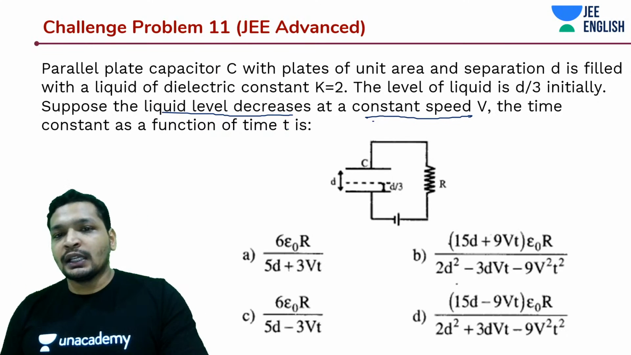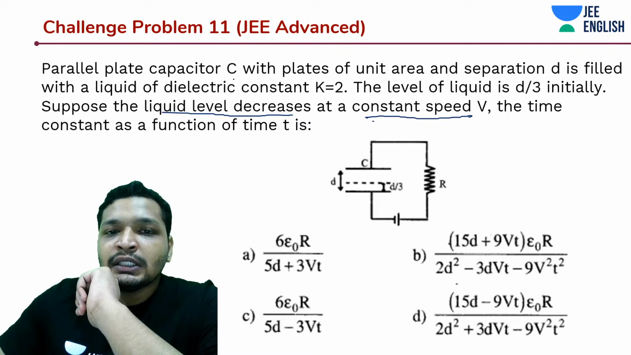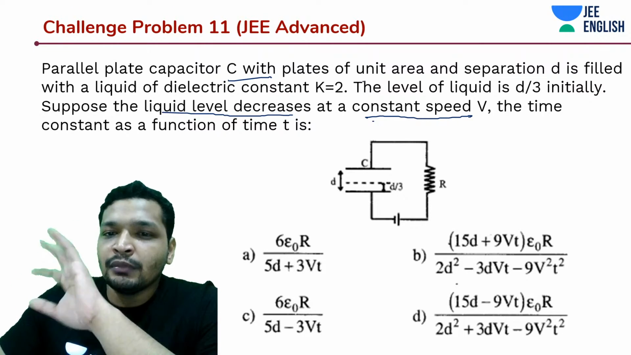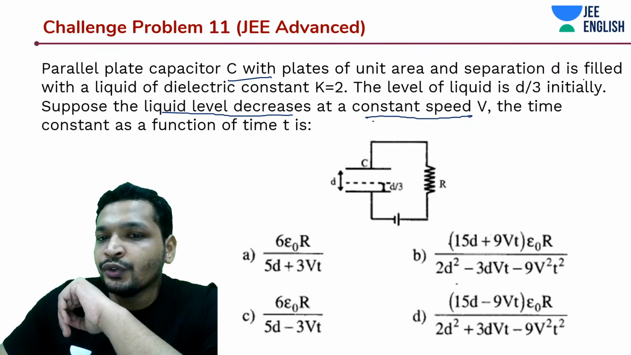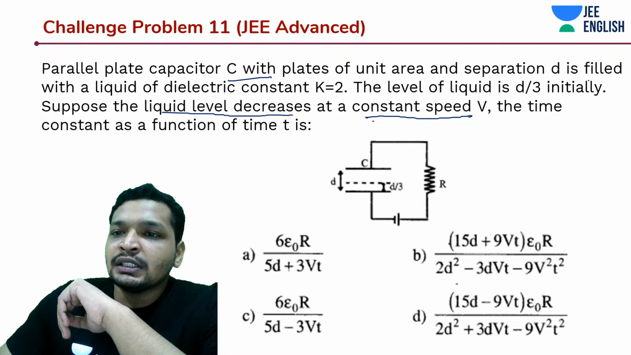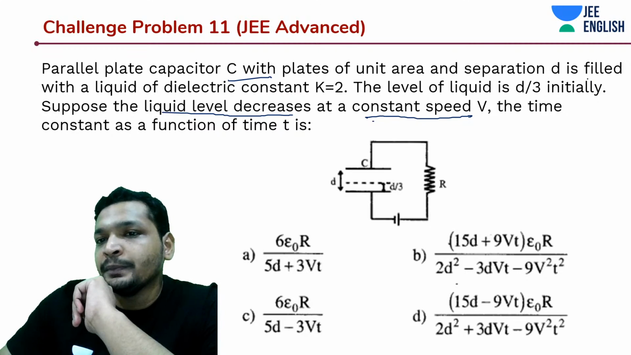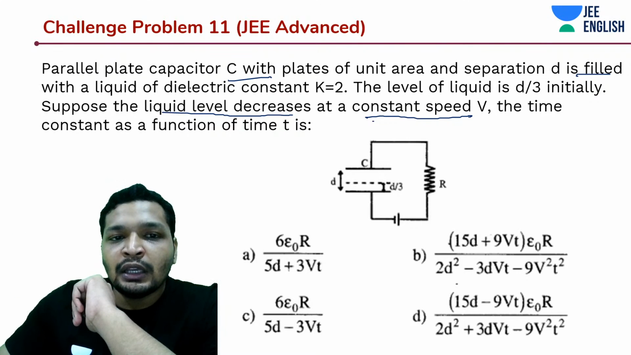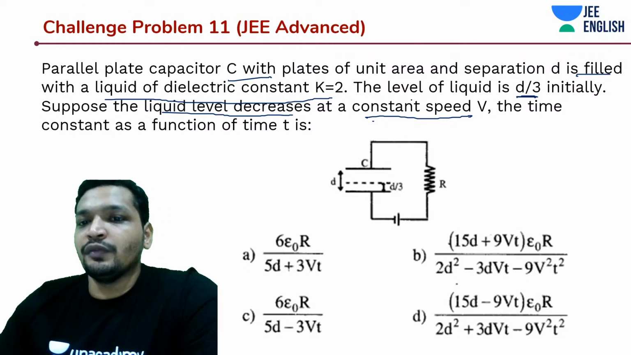See students, the thing is really simple. What is happening in this case is there is a parallel plate capacitor C with some unit area and separation d, filled between them. Unit area is told to you, so you don't have to worry about the area. Actually the distance is the thing that is going to create the challenges in the problem. It is filled with a liquid of dielectric constant K equal to 2. The liquid is initially filled at d by 3 and it starts emptying at a speed V.